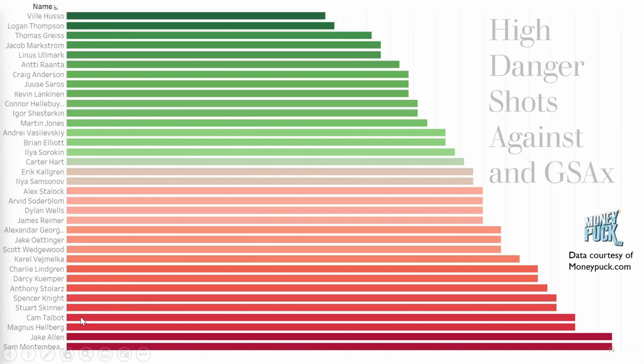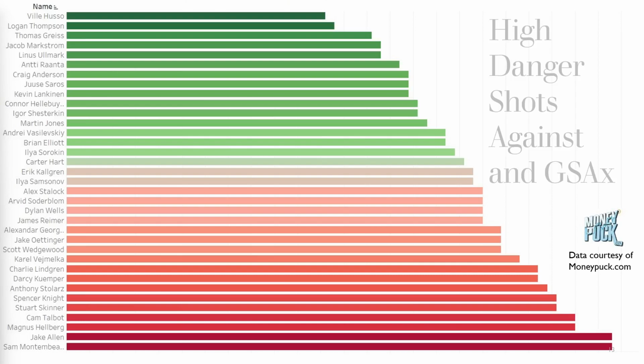And then here you see Cam Talbot. That sample size is extremely low. He just came back from injury. I would ignore that just for the lack of sample size, but it is noteworthy that Ottawa is giving up a ton of high danger chances, which I did expect in the preseason as they aren't the best defensive team.